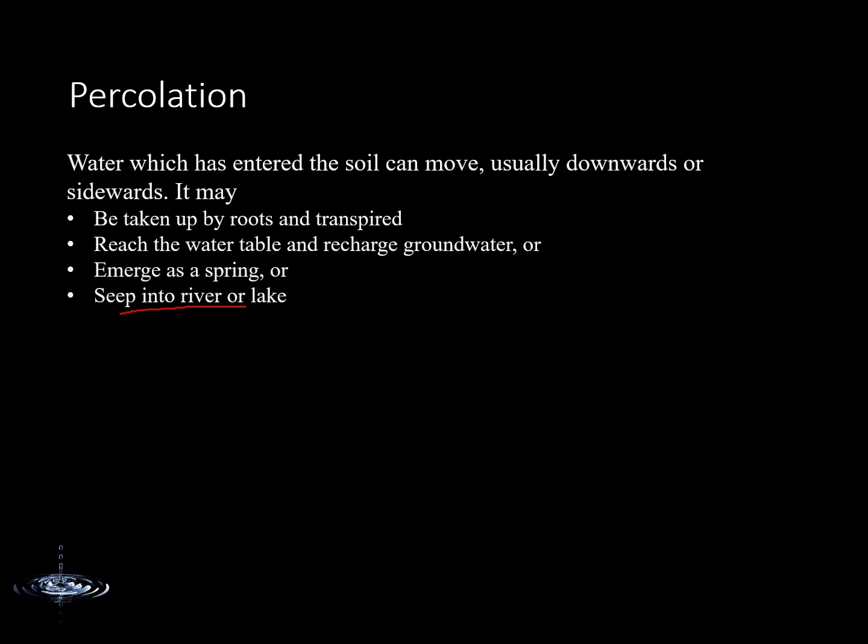So the percolated water that is laterally moving can provide water to the rivers during the dry period, also in the wet period, and lakes, and it helps to maintain their flow, maintain the water in lakes, and also maintain the water in rivers.